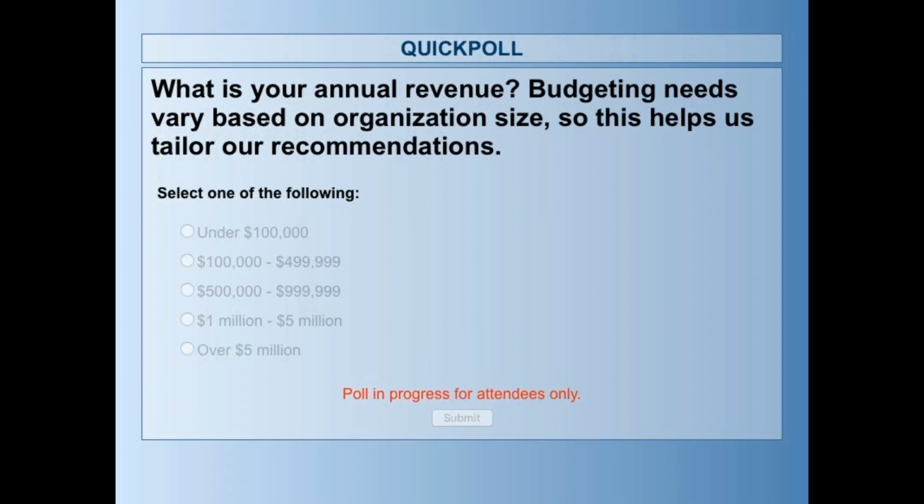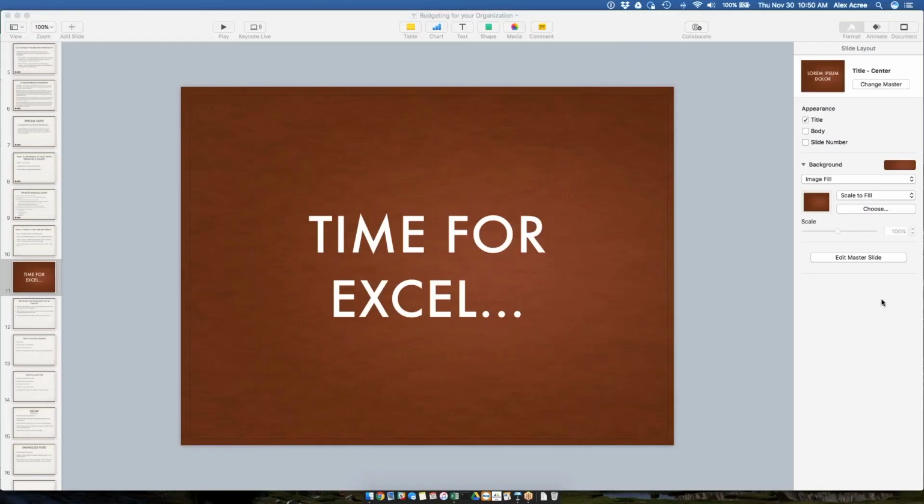Alrighty, going to close in a few seconds here. Okie dokie. So what is your annual revenue? 35% under 100,000, 26% 100,000 to 500,000, 9% 500,000 to a million, 25% 1 million to 5 million, 6% over 5 million. Fantastic. Thank you.